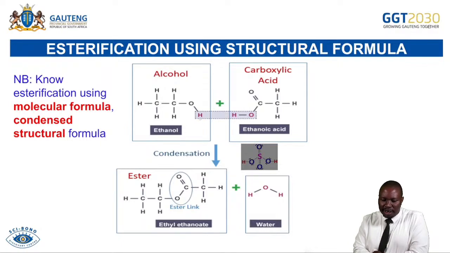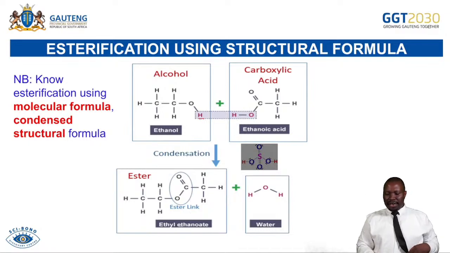So you're able to see we're taking the H here from the alcohol, we're taking the OH here from the carboxylic acid, and we are using sulfuric acid there, H2SO4, as our catalyst. And then we're able now to have that, and because it was ethanol and ethanoic acid, we're going to say ethyl ethanoate.